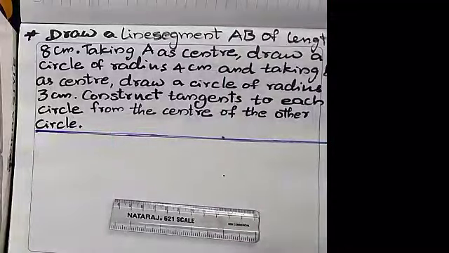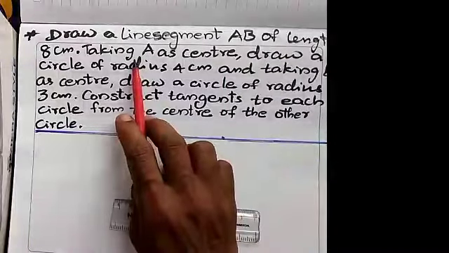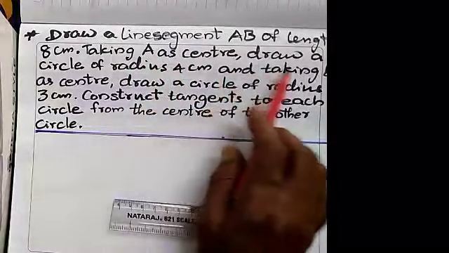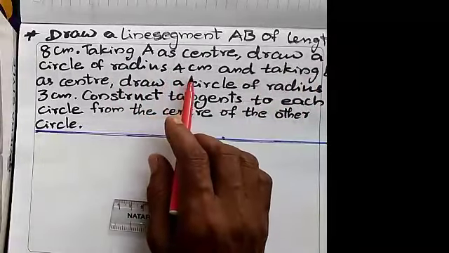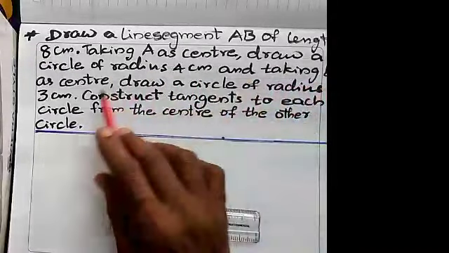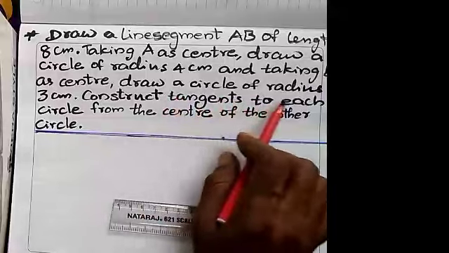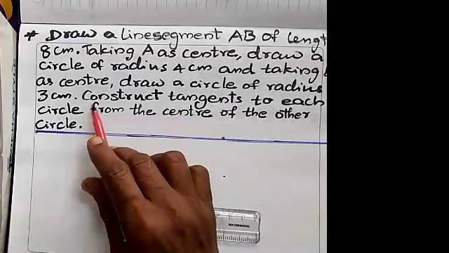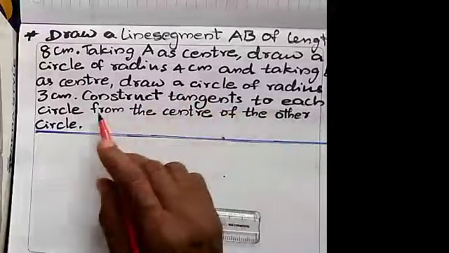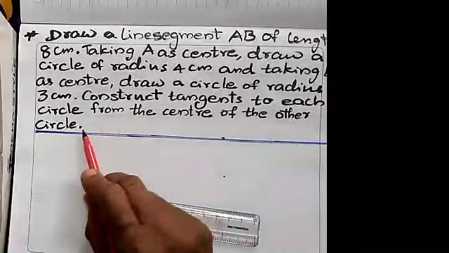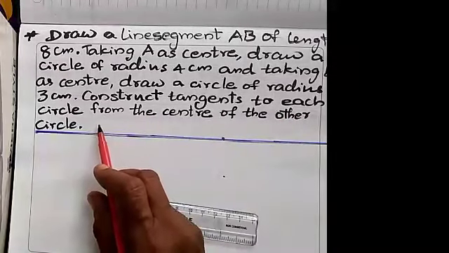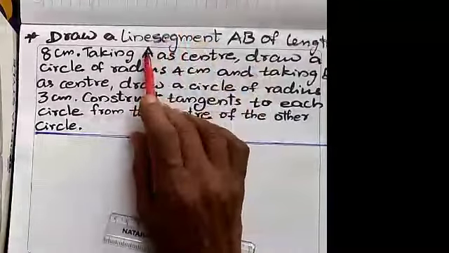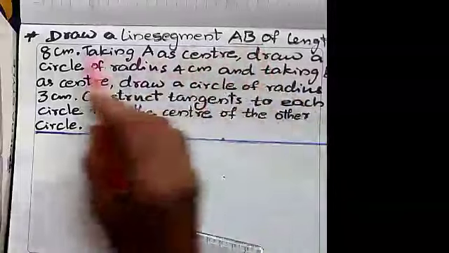Line segment AB of length 8 cm. Taking A as center, draw a circle of radius 4 cm. And taking B as center, draw a circle of radius 3 cm. Construct tangents to each circle from the center of the other circle. So the question is, given a line segment AB of length 8 cm.